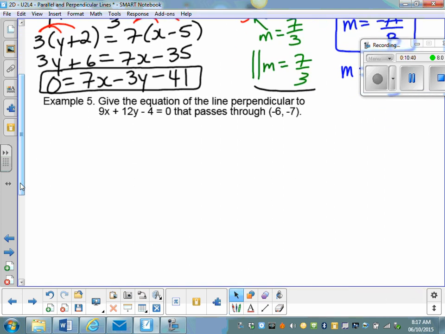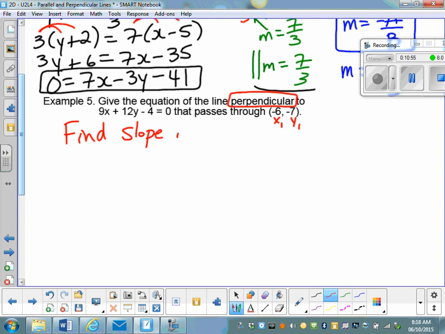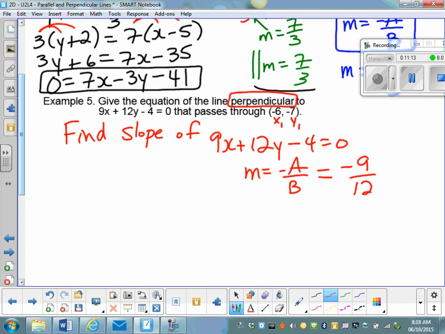All right, last example. Same situation as up above, except this time it's perpendicular, but I've got a point, and I don't have the slope. So first thing I have to do is find the slope of 9x plus 12y minus 4 equals 0. I'm going to use the shortcut that I showed you up above. So m is equal to minus a over b, so this is going to be minus 9 over 12. I can actually reduce that because they can both divide by 3. So there's the slope of the line we were given.